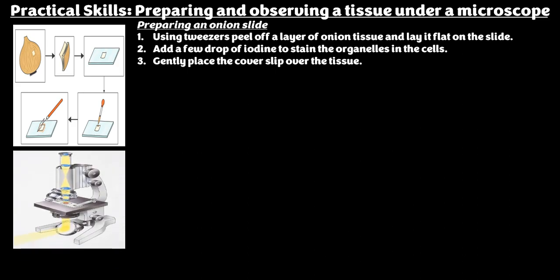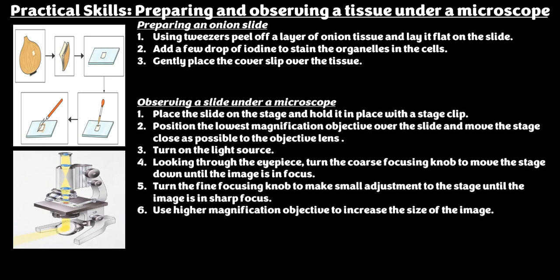To observe the slide under the microscope, you will place the slide on the stage and hold it in place with a stage clip. Position the lowest magnification objective over the slide and move the stage as close as possible to the objective lens. You turn on the light source, which is the illuminator. Look through the eyepiece, turn the coarse focusing knob to move the stage down until the image is in focus. Turn the fine focusing knob to make small adjustments to the stage until the image is in sharp focus. You can then use a higher magnification objective to increase the size of the image.